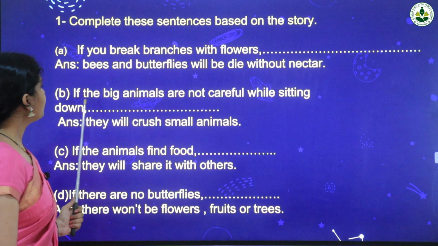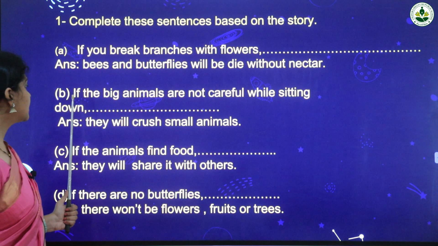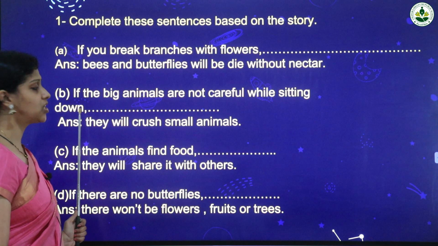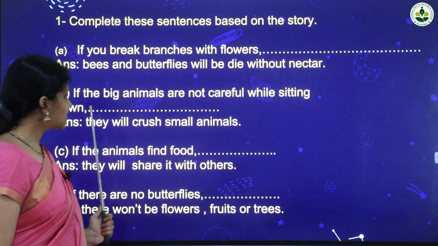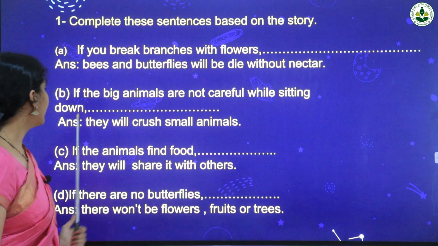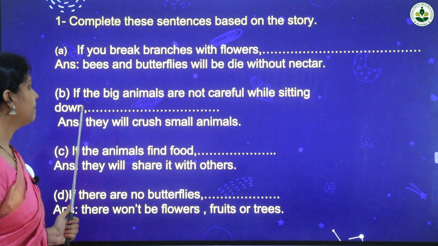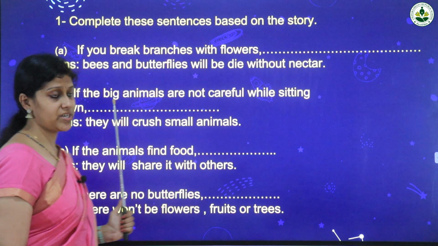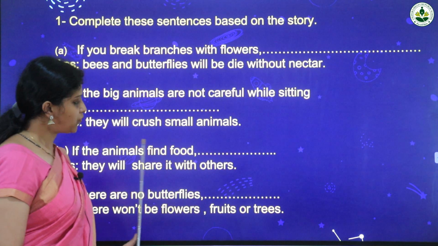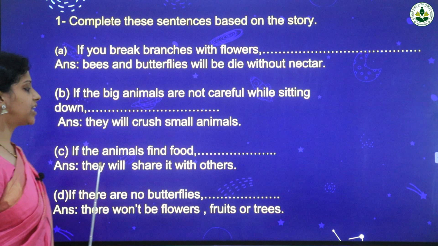Okay, next question. If the big animals are not careful while sitting down, here also you can see this sentence starts with if, so it's an if clause, and a comma is used here, and you are asked to find the main clause. The if clause states a condition and you are asked to find the possible outcome of this first part. They will crush small animals. Then next one, if the animals find food, you are asked to find the main clause. They will share it with others.